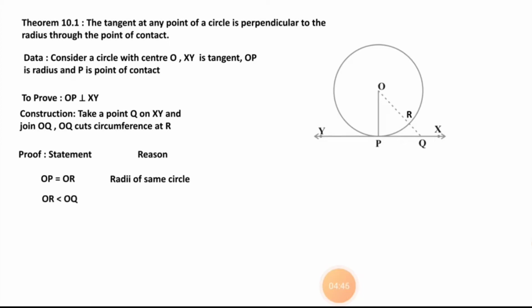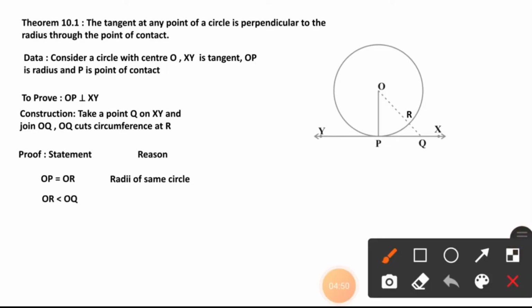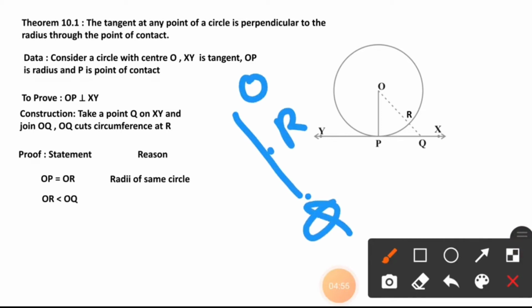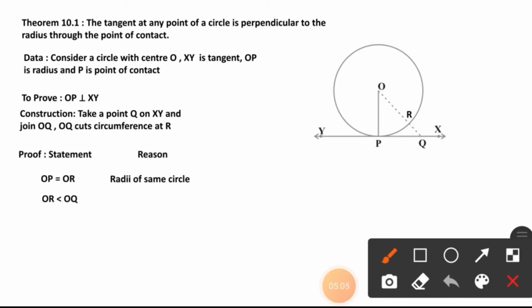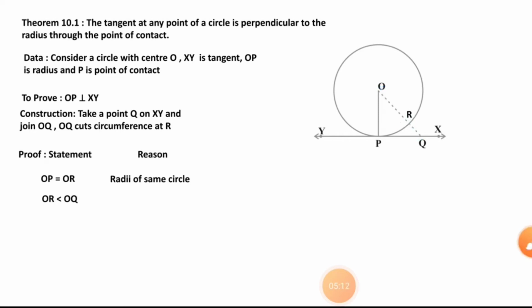Then the next one: OR is less than OQ. Find it from the observation of the diagram. Here O is there, here point R is there, here it is Q. From the observation we can see that OR is a part of the complete line OQ. So OR is less than the complete length OQ. For this we can give the reason according to axiom number 5 of Euclid, that is, the whole is greater than the part.